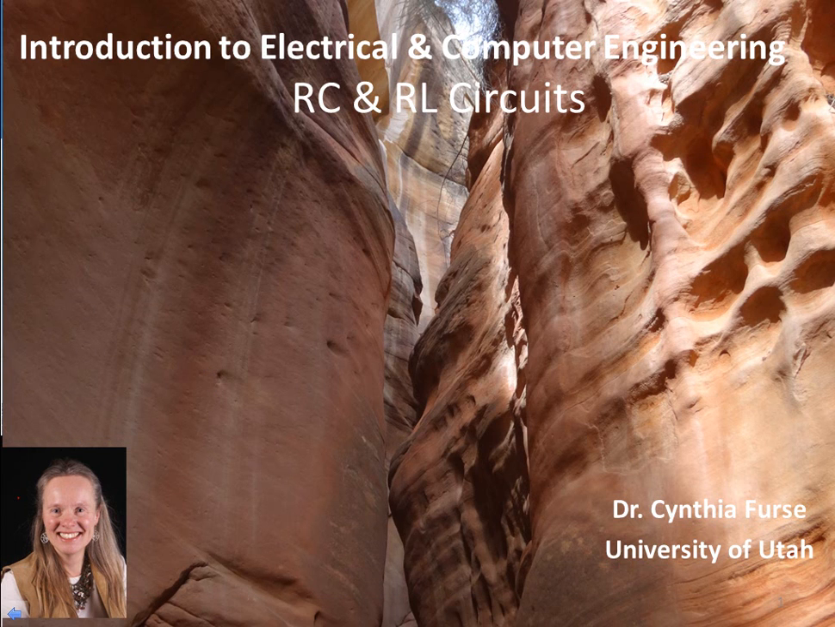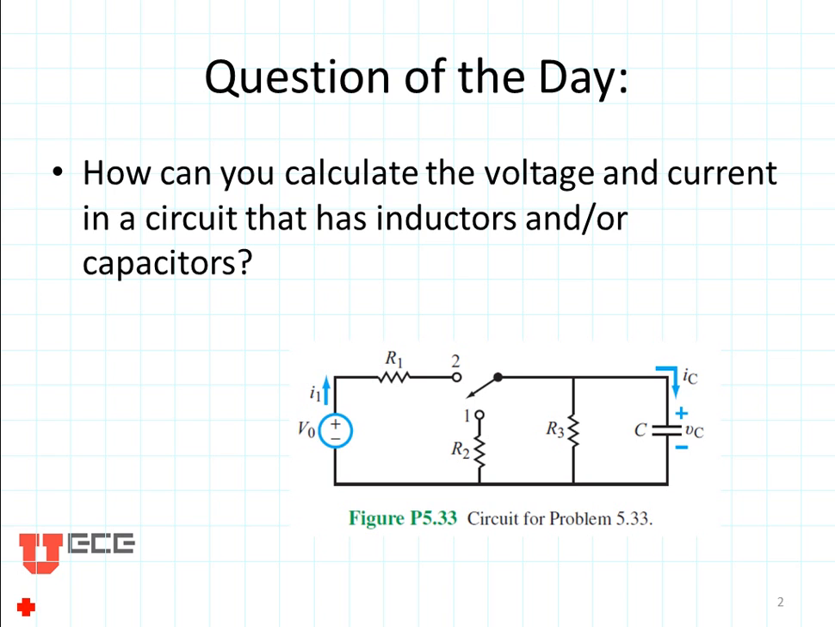Hello, this is Dr. C.M. Furse at the University of Utah, and today we're going to talk about RC and RL circuits. The question of the day is how can you calculate the voltage and current in a circuit that has inductors and capacitors? In these cases, we're talking about a time domain circuit because we change something. We move this switch from point 1 to point 2, for example, at some point t equals 0.